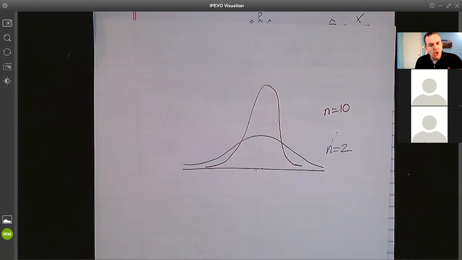Yeah, and it is kind of the law of large numbers. The more we do things, the closer we get to the real answer. The larger we get that sample size, the closer we're going to get to the real answer.